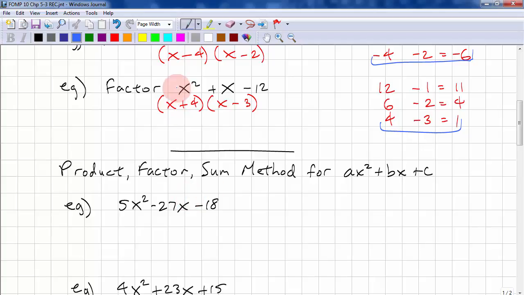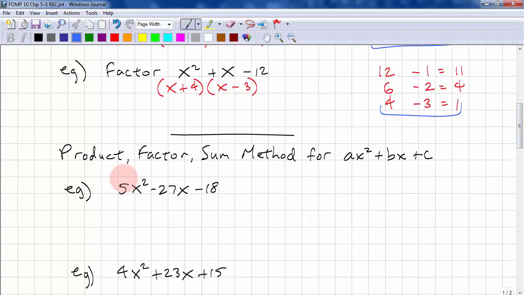Now, what do we do if this is not a 1? Then we use the product factor sum method. So ax squared plus bx plus c. So here, this is clearly not a 1. We need the product. P for product. This is a times c. And for this question, we have 5 times negative 18. And when I don't put a dot there, and it's just a bracket, this is implied that it's a multiply. So this is negative 90.